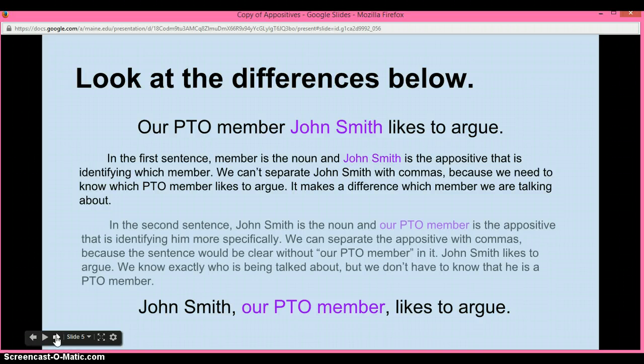But in the second sentence at the bottom, John Smith is the noun and our PTO member is the appositive. So they've switched places. And we can separate the appositive with the commas here because the sentence would still make sense without our PTO member in it. John Smith likes to argue would be the sentence we would have left over. It makes sense, and we don't need to know that our PTO member is the one we're talking about because we know we're talking about John Smith specifically.